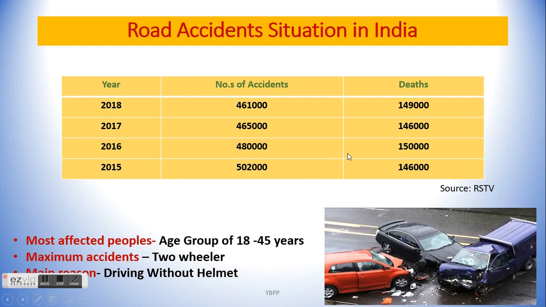In 2016, 4,80,000 accidents, and deaths were 1,50,000. In 2015, 5,02,000 accidents, and deaths were 1,46,000. If you see this, the study says that the most affected people are of the age group of 18 to 45 years. Maximum accidents involve two-wheelers, and the main reason was driving without helmets. Okay, this is the scenario of accidents in India in the last 5 years.